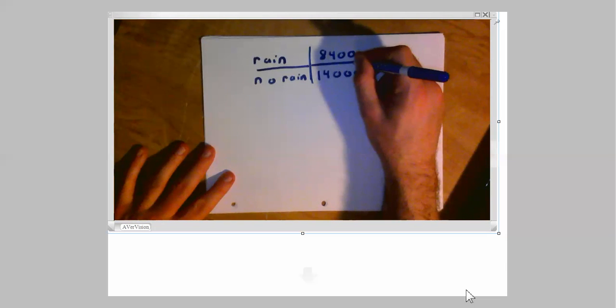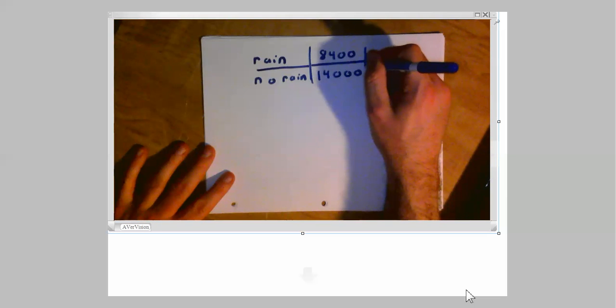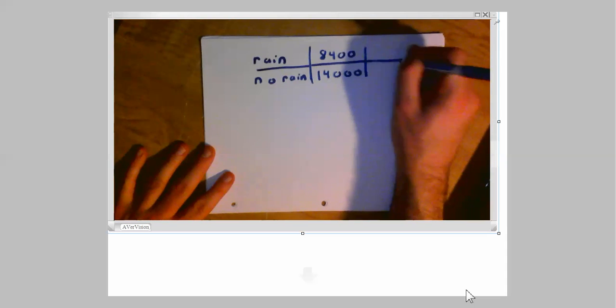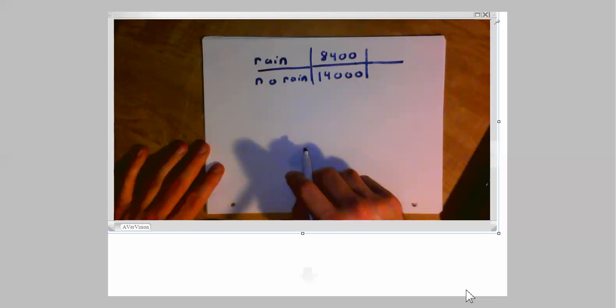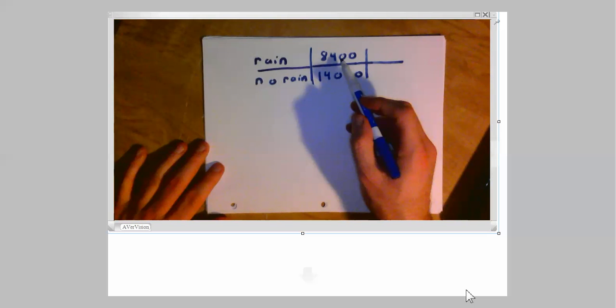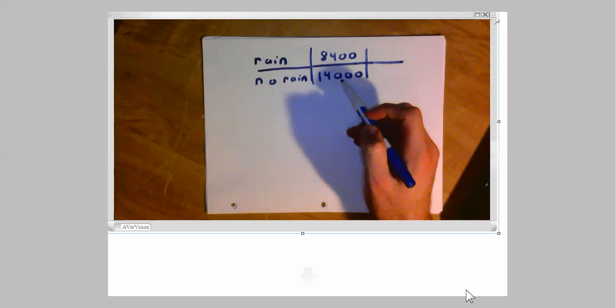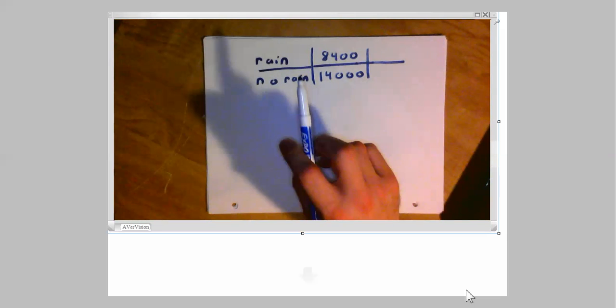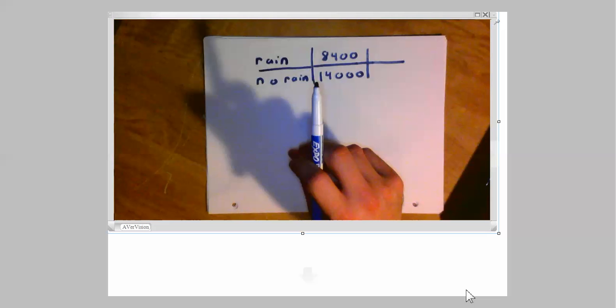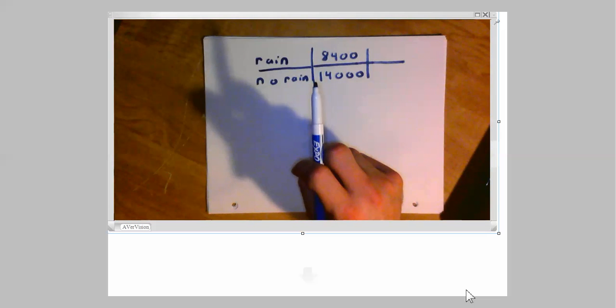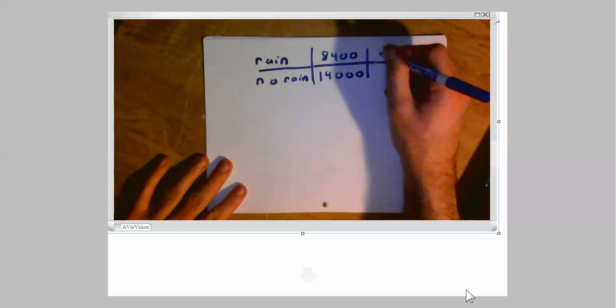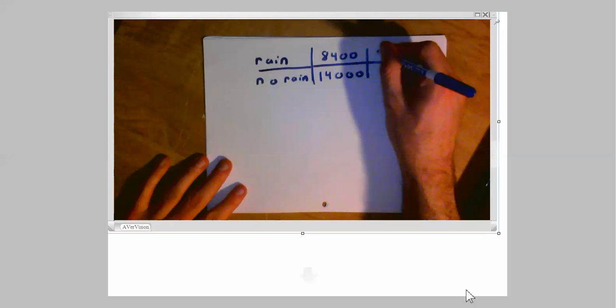Okay? We're not done because to do expectations, we need to know the probability. So this is going to be my first event, 8,400 people. And my second event is going to be 14,000 people. Well, it says that on the day of the concert, there's a 70% chance of rain. So that means if it rains, we get 8,400 people. So that's a 70% chance.